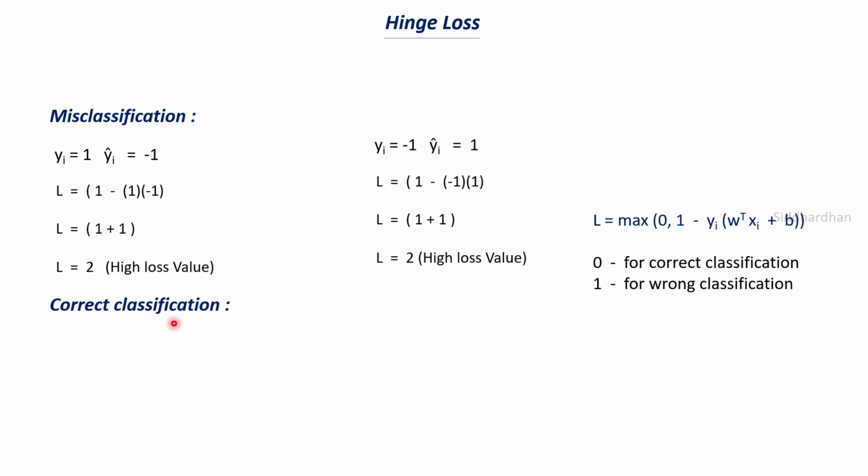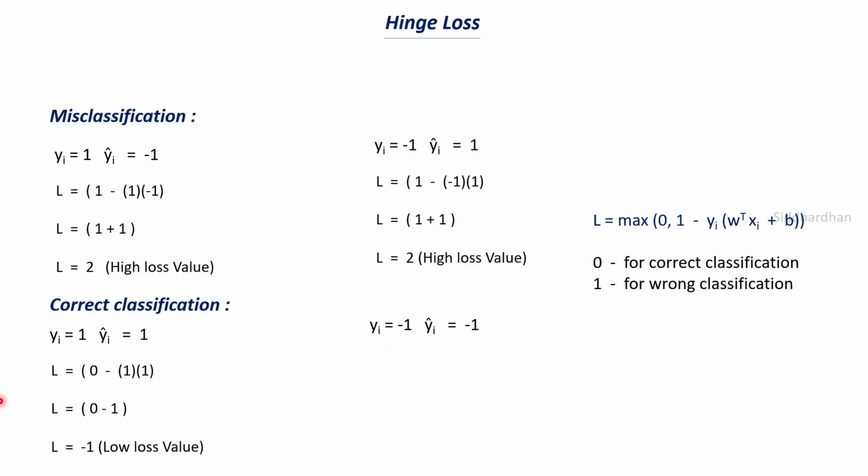Now let's see this for correct classification. yi is my true value, and my true value is 1, and yi cap is the predicted value, and it is the same as yi. So my model is making a correct classification, right? This is also the same: if the true value is minus 1, the model is also making a correct prediction, which is minus 1. In that case, the first term will have the value 0 and not 1. We know that 1 should be taken for misclassification and 0 should be taken for correct classification.